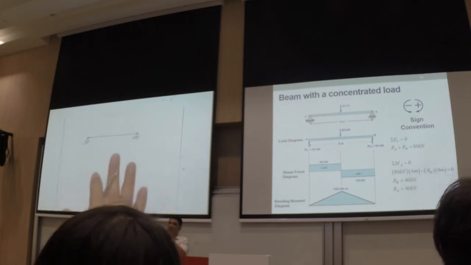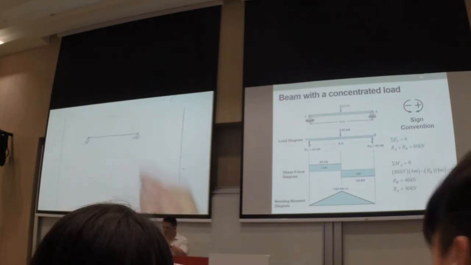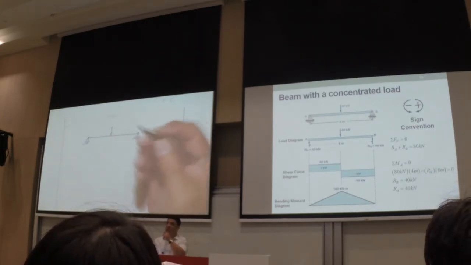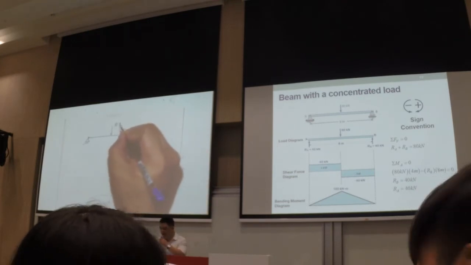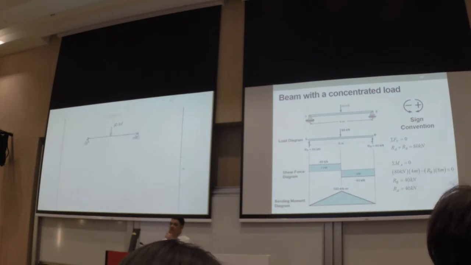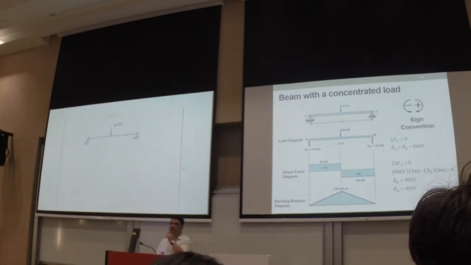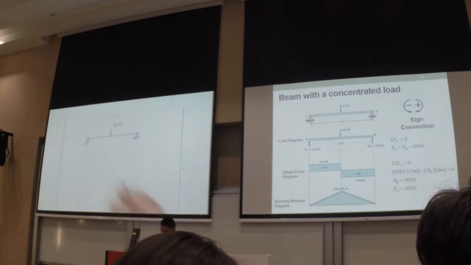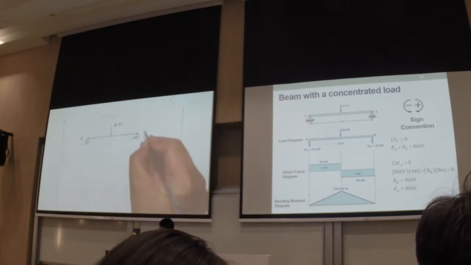Now let's have this one here, a simply supported beam. We have, say here, a force. I'm looking at 80 kilonewtons, right? Now what we're going to do is, say we have here point A and point B.